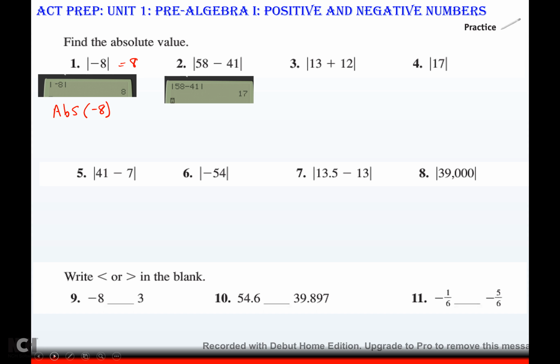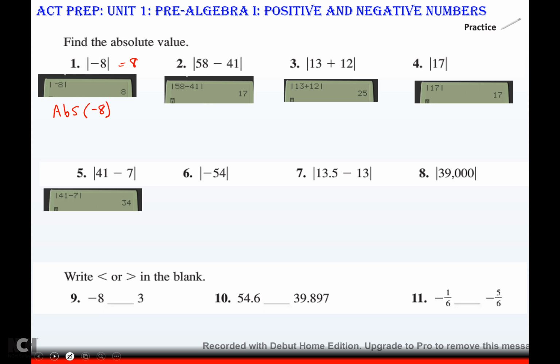Okay, so for 2, I type that in. The absolute value of 58 minus 41 is 17 steps. The absolute value of 13 plus 12 is 25. The absolute value of 17 is 17. The absolute value of 41 minus 7 is 34. The absolute value of negative 54 is 54.